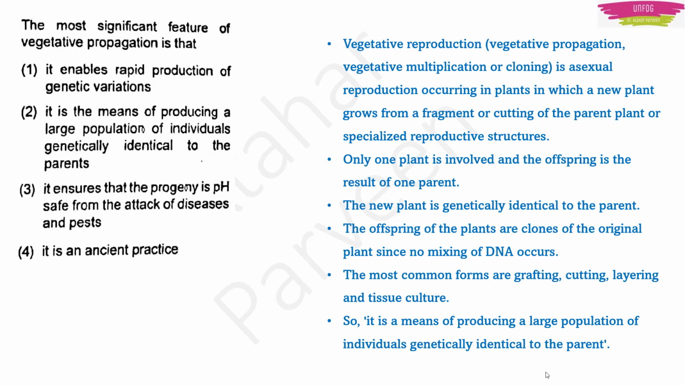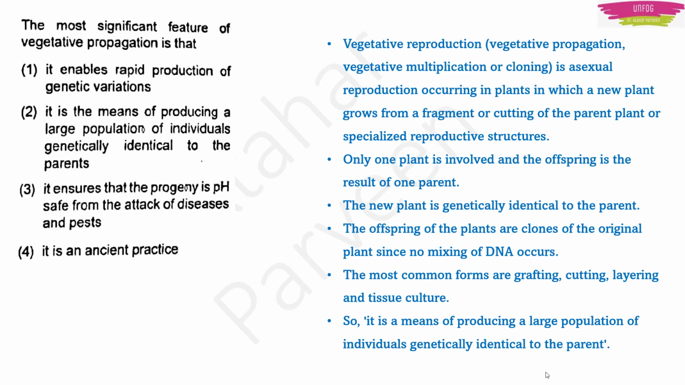This is a type of asexual reproduction which occurs in plants, in which one new plant grows from a piece of the parental plant. Here only one plant is involved and no other plant. The offspring is the result of only one parent. The new plant is genetically identical to the parent, and the offspring are like clones of the original plant, because no DNA mixing is happening here.